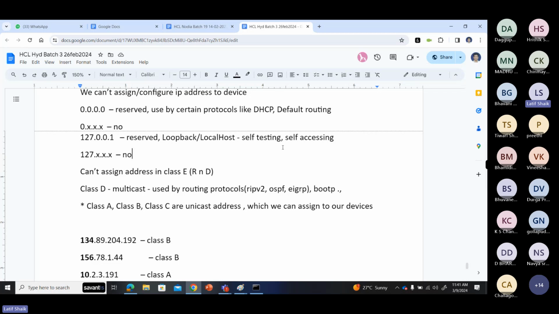Class A, Class B and Class C are unicast addresses, which are assigned to our devices. So class A, B and C addresses can be assigned by yourself.